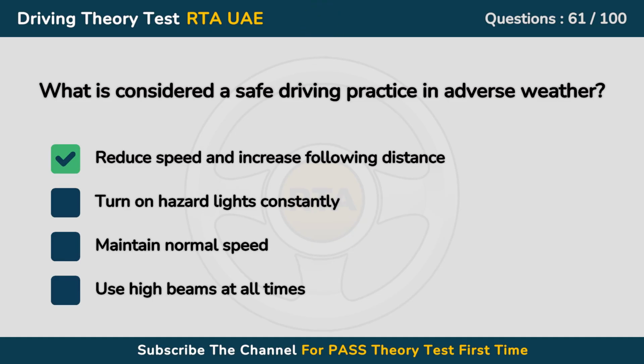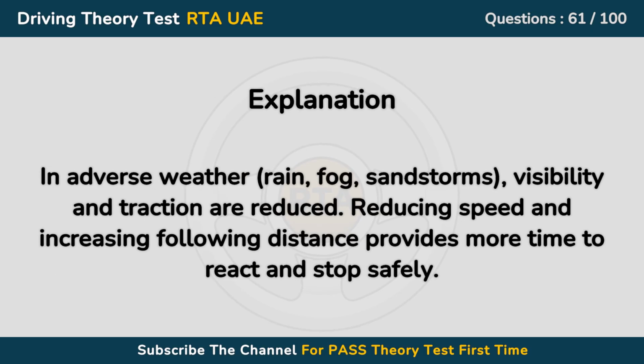Answer is A. Reduce speed and increase following distance. In adverse weather such as rain, fog, or sandstorms, visibility and traction are reduced. Reducing speed and increasing following distance provides more time to react and stop safely.